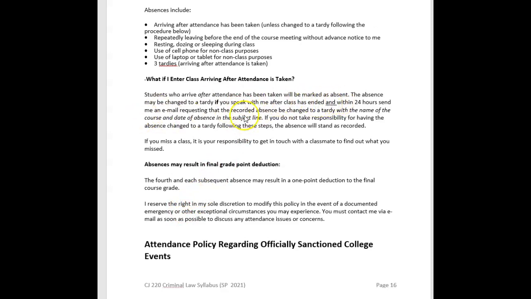Within 24 hours, send an email asking me to change it from absent to tardy, and the name of the course and the date of the absence has to be in the subject line. If you don't follow those available directions to get your absence changed to a tardy, then it's not going to change. You can't just walk up to me and say, oh, I was late. Obviously you were late, but that's your responsibility to give me the information to allow me to take my time to correct, or not to correct, but to adjust it from absent to tardy.